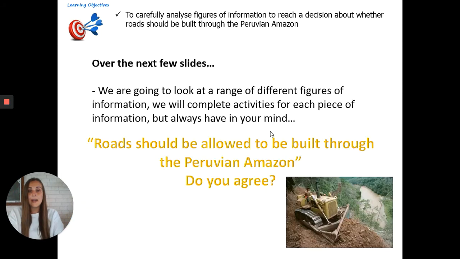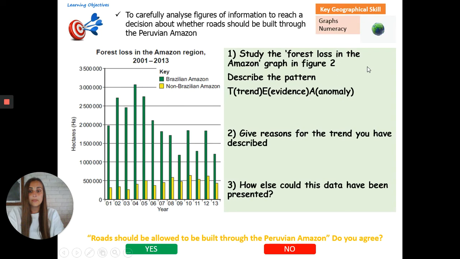Okay, so after that, I'm moving forward. We're going to carefully analyse some figures of information to reach a decision about whether roads should be built or not. So always have in your mind, do we agree that they should be allowed? Okay, so the first task, I'm going to talk through this graph with you. You then can pause the video. You can go over to your worksheet, either on email or Teams, and have a go at this task.